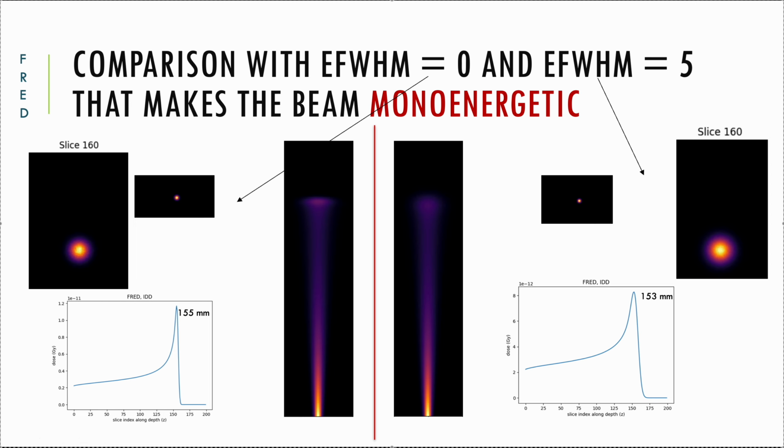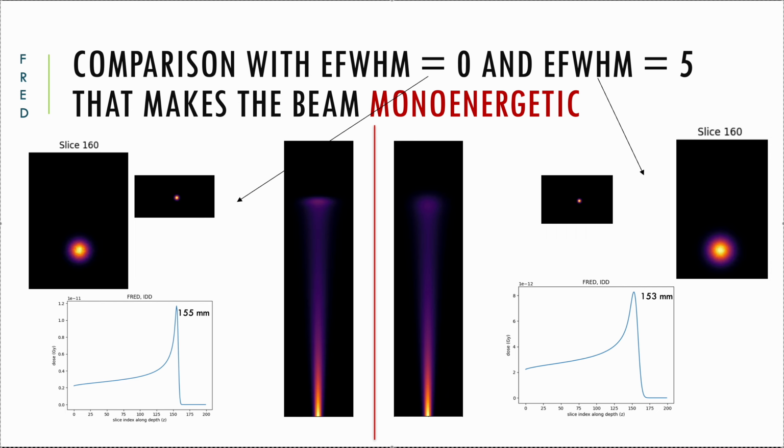Then I thought about the reason why it could be. Then I realized that when we send monoenergetic protons, all the protons have the same energy. That means they will all reach the same depth. That is why this depth is sharper than this one. And why the non-monoenergetic peak is not sharper.